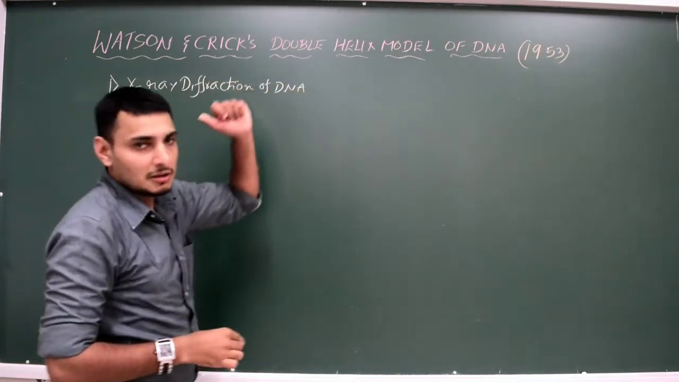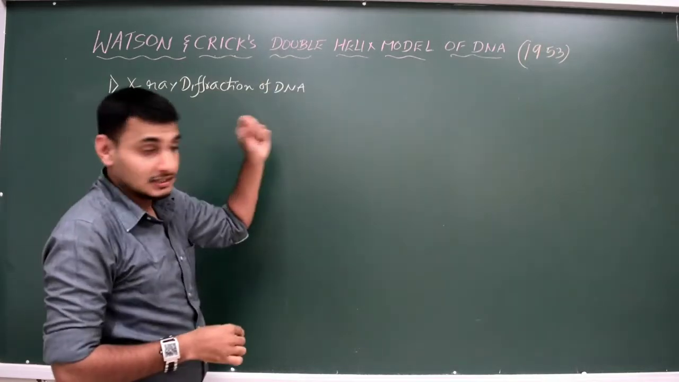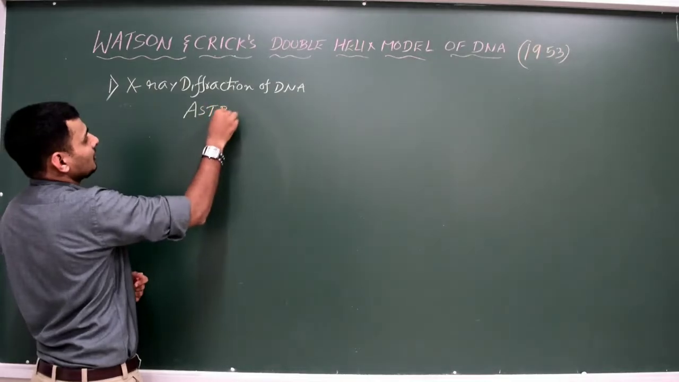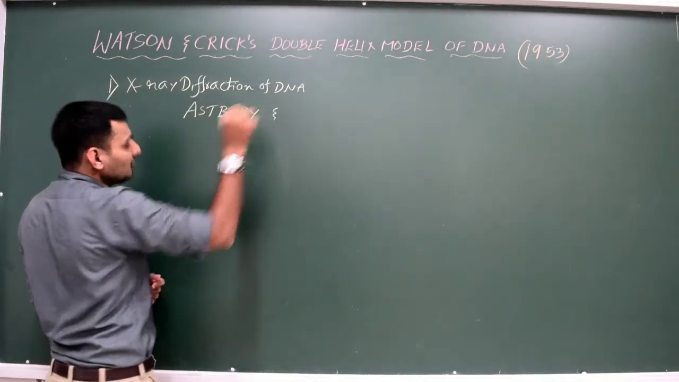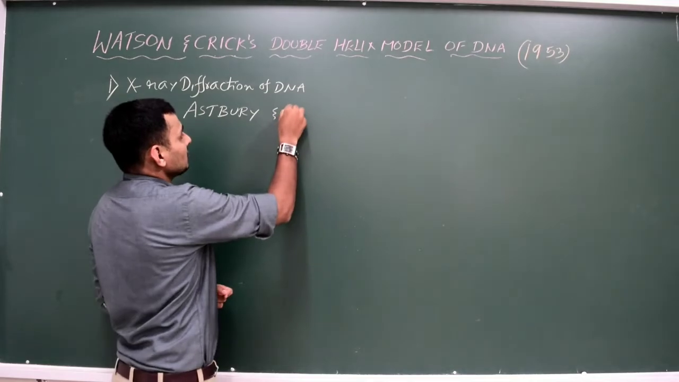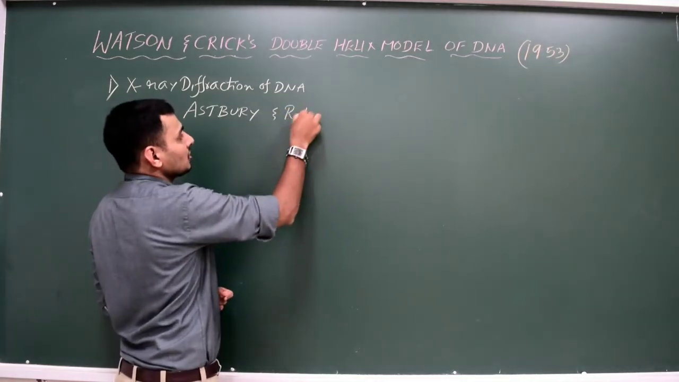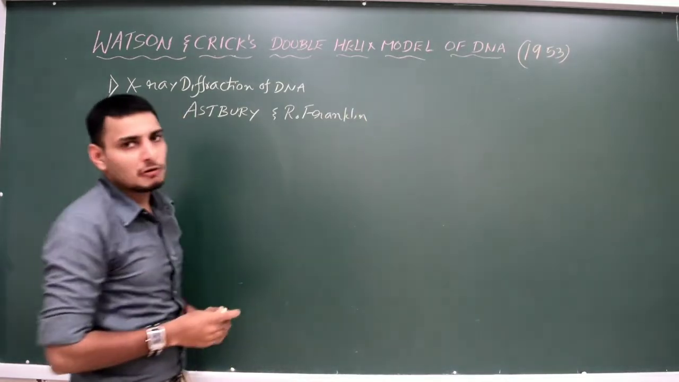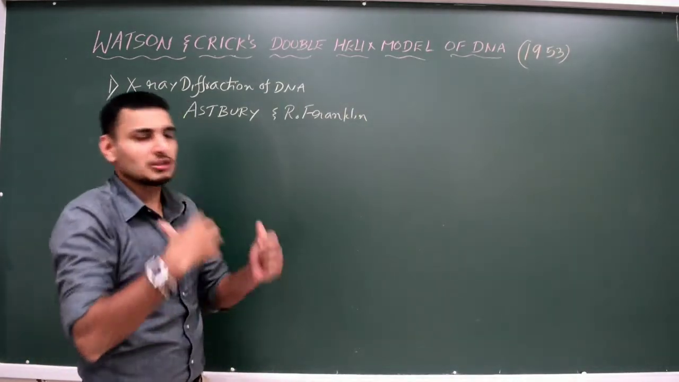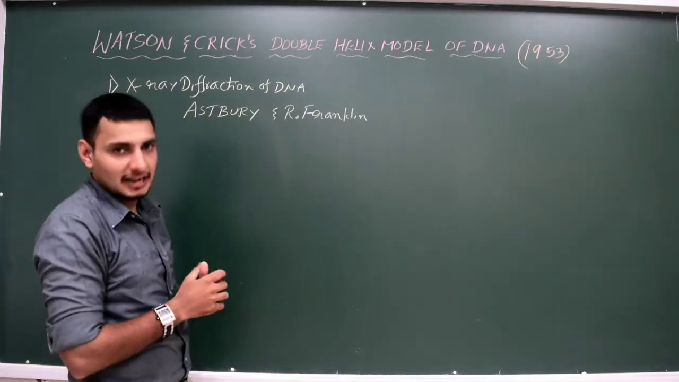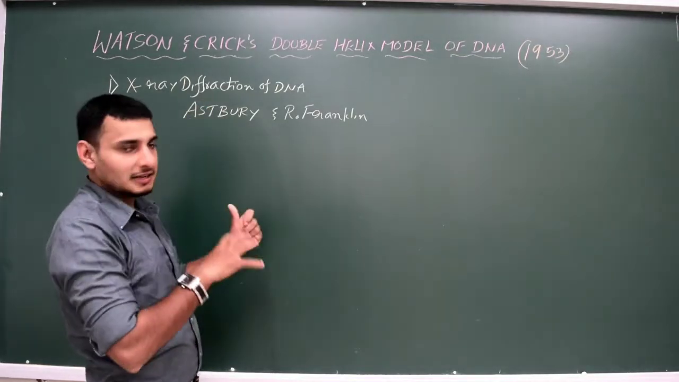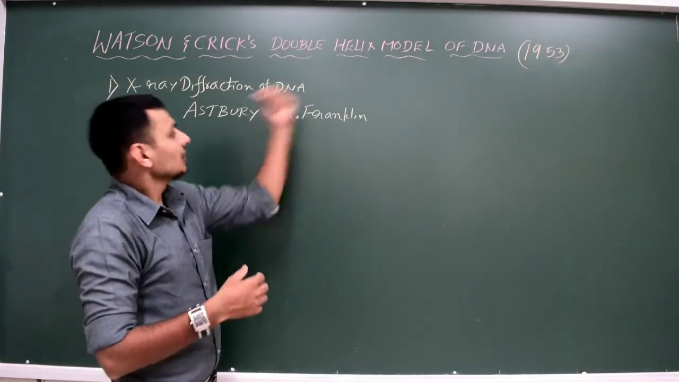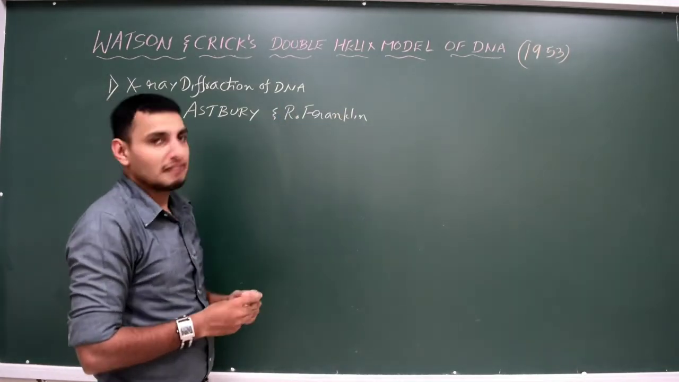Prior to this proposal, the two scientists, let me write the name of the scientist. One fellow is Astbury and the other famous lady, we know about her, is Rosalind Franklin. These two scientists were working on DNA, that is they took the photograph of DNA based on X-ray diffraction. First it was conducted by Astbury, a male scientist, and after that another female scientist, Rosalind Franklin.